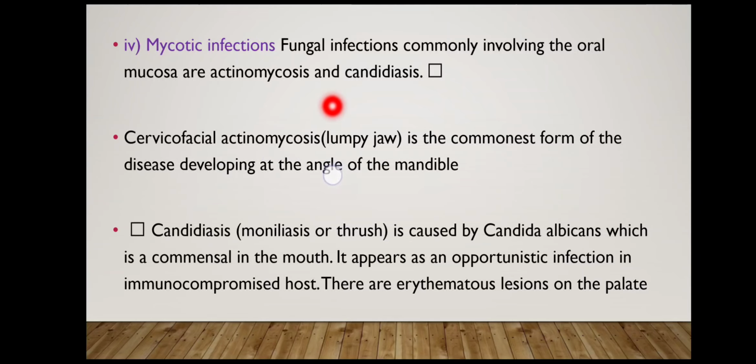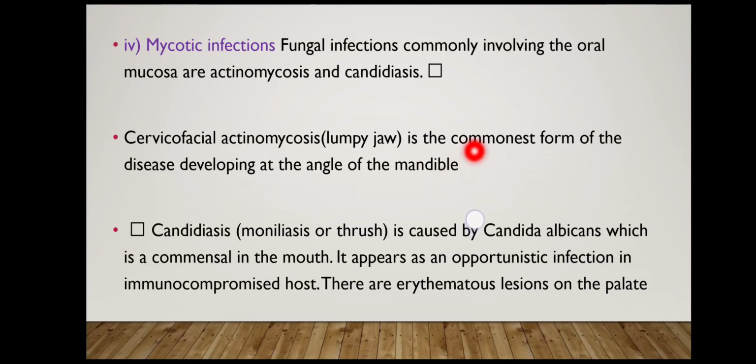Mycotic infections are nothing but fungal infections commonly involving oral mucosa, which are actinomycosis and candidiasis. Actinomycosis is a normal commensal in the tonsils, but in the event of reduced immunity, it can become a pathogen. Cervicofacial actinomycosis is also called lumpy jaw. It is the commonest form of the disease, developing at the angle of the mandible. The angle of the mandible is really close to the tonsillar crypts.